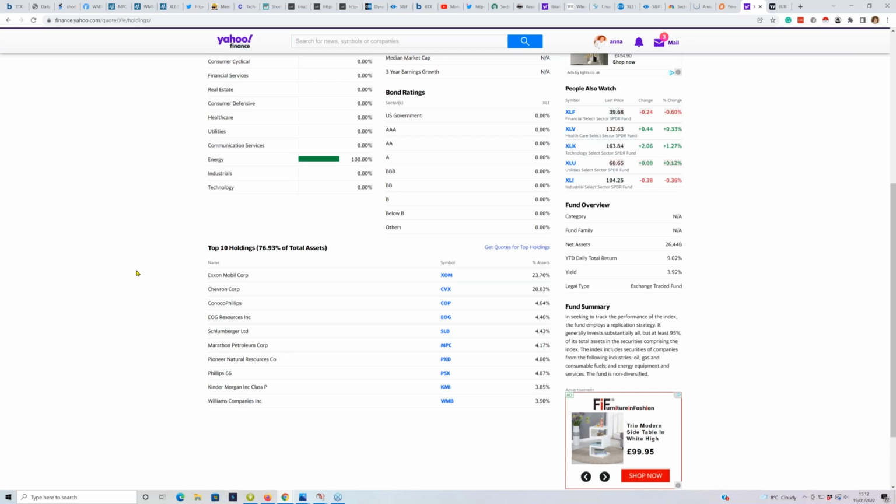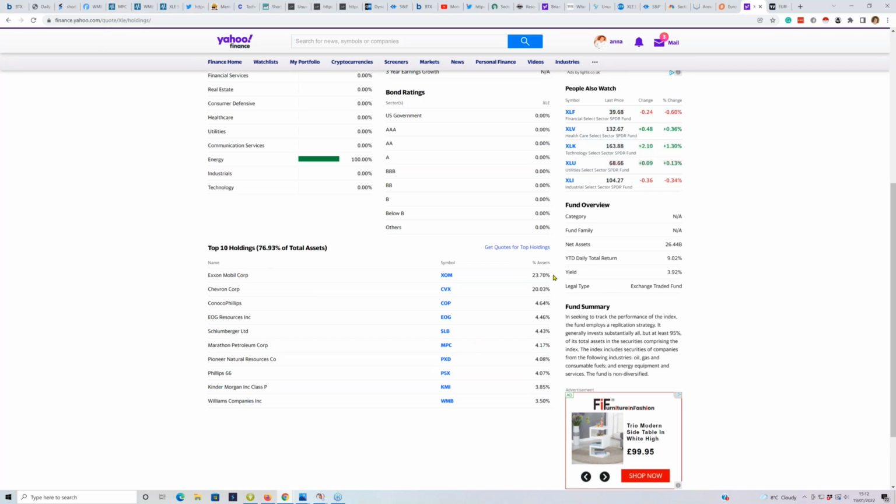Anyway, so these are just the top. I just went for the top 10. And we can see here we've got Exxon, we've got Chevron, and in fact, I had a quick look at, where was it? Let's have a look. And in fact, I looked at Marathon here as well.